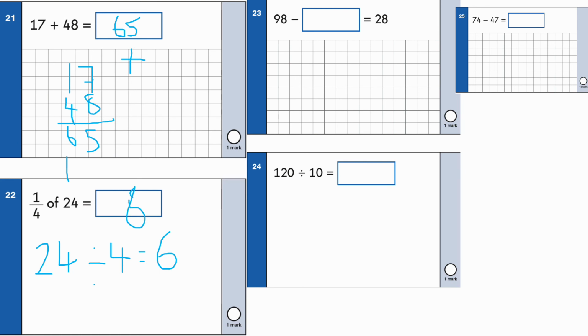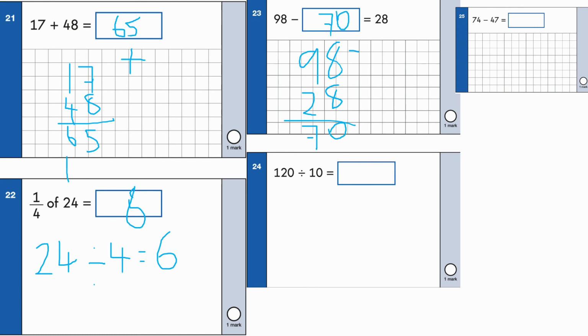This is question number 23. 98 take away something is 28. Well, the missing box can be worked out by saying, what is 98 take away 28? Because that will tell me how much I'm taking from 98. 8 take away 8 is nothing. 9 take away 2 is 7. So the answer is just 70.